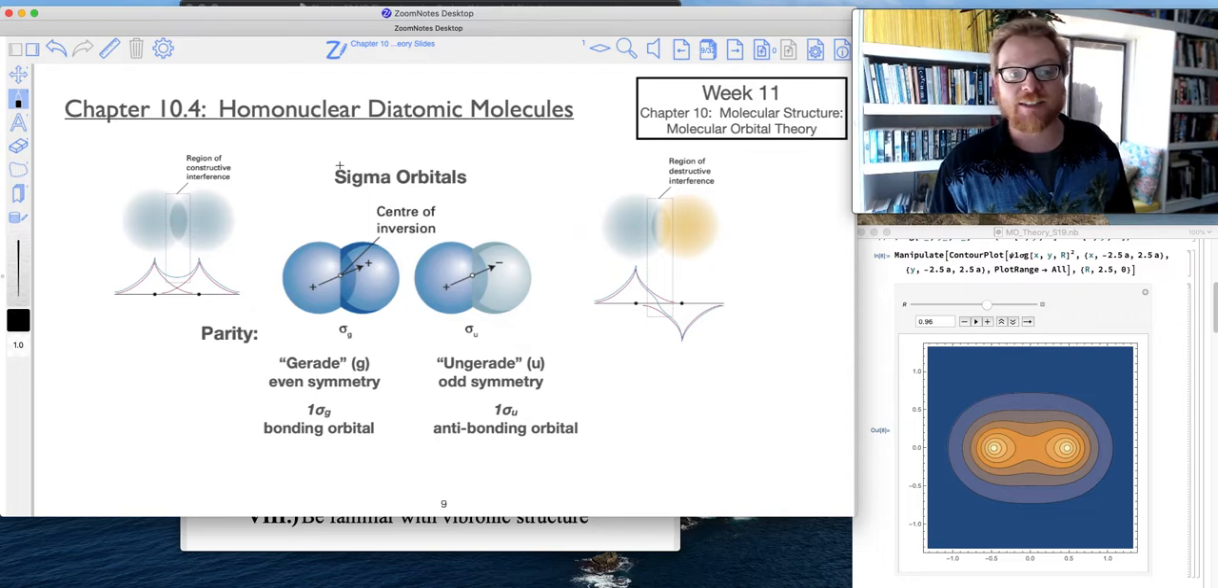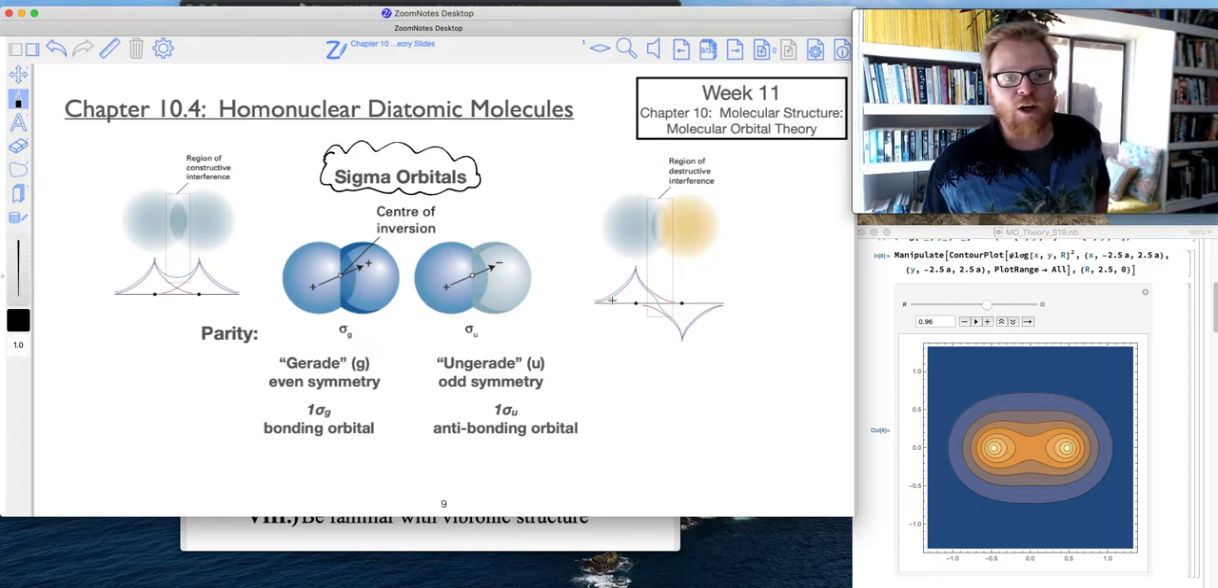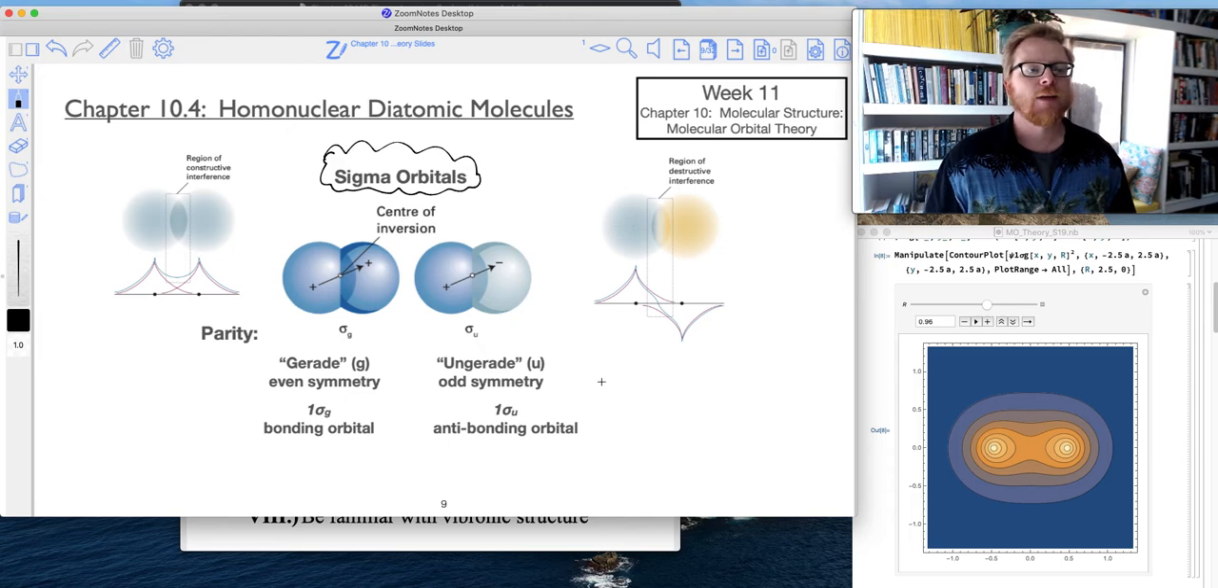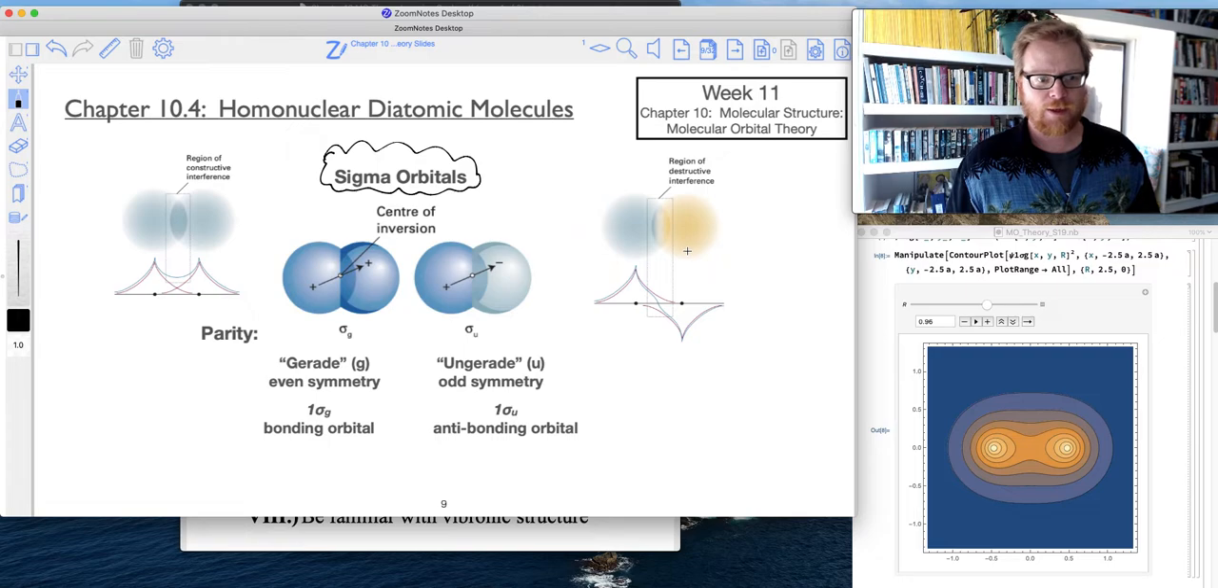So let's talk about sigma orbitals, all right? And so we've talked about sigma bonds with valence bond theory, right? We know that a sigma bond is symmetrically cylindrical about the z-axis. And you can see I've got that right here on my Mathematica file, right? We know that we create a bonding sigma orbital from constructive interference, and we create an anti-bonding sigma orbital from destructive interference. But now what we need to talk about is their symmetry, okay?